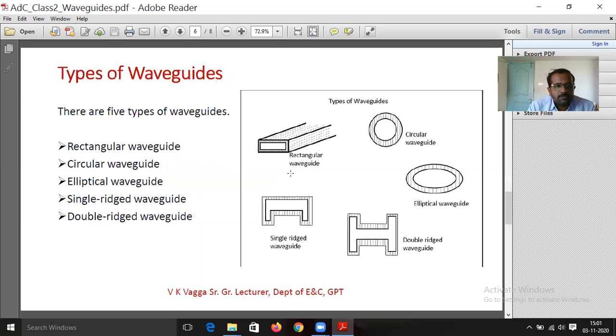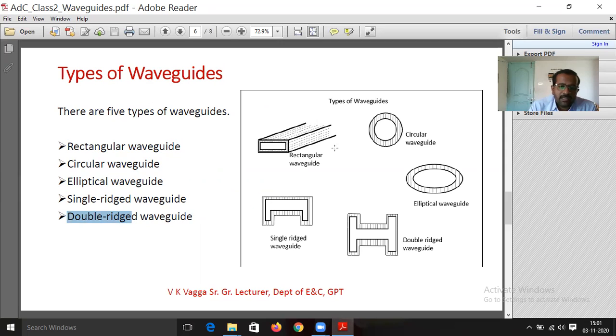Okay, and after that, if you take the types of the waveguides, they are classified into the main five types here. They are classified according to their shape. It is classified as the rectangular waveguide, the circular, elliptical, the single ridged line, and one more is the double ridged here.